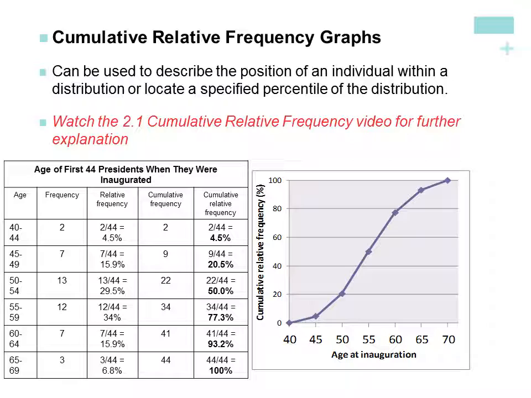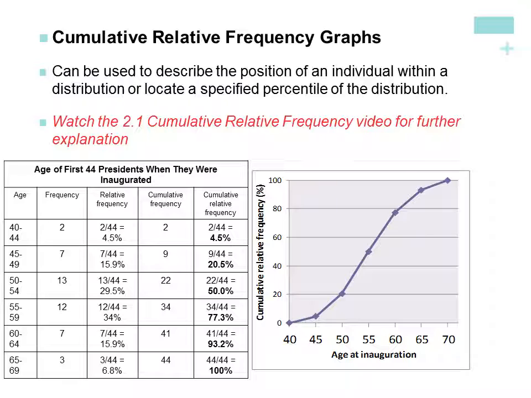In order to find the relative frequency, remember it's relative to the whole thing, I'm going to take the total in that column and divide it by what I have. So 2 divided by 44, that tells us that there were 4.5% specifically in that first class. In my second class, I had 7 presidents that were 45 to 49, so I take 7 divided by 44. That gives me 15%, or about 16% of the presidents were that age. Okay, so this is just the relative frequency.